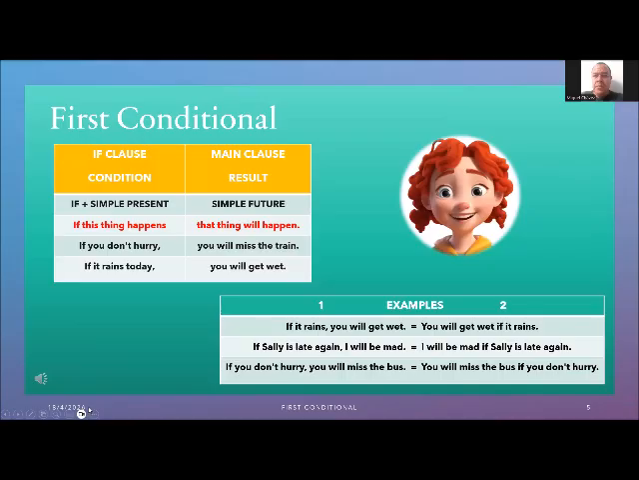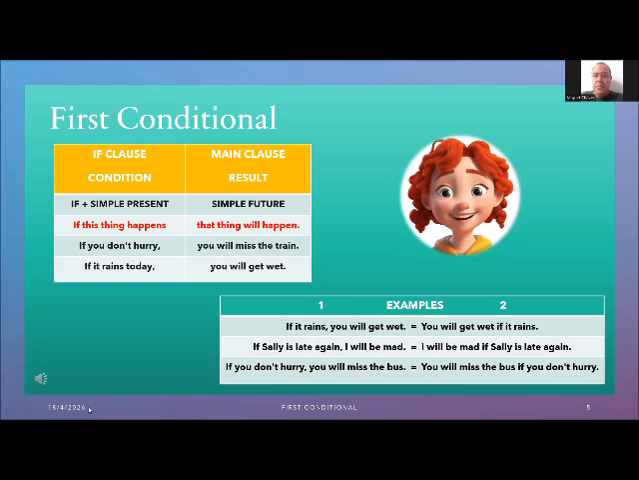As in all conditional sentences, the order of the clauses is not fixed. You may have to rearrange the pronouns and adjust punctuation when you change the order of the clauses, but the meaning is identical. For example, if it rains, you will get wet. You will get wet if it rains.